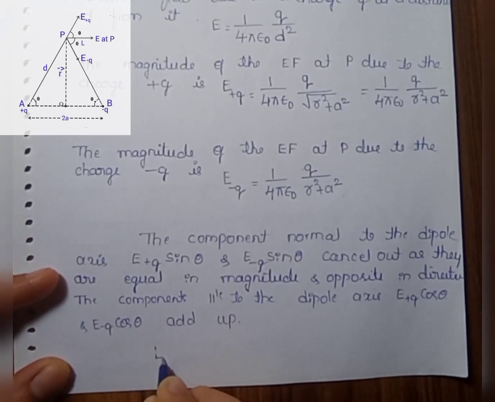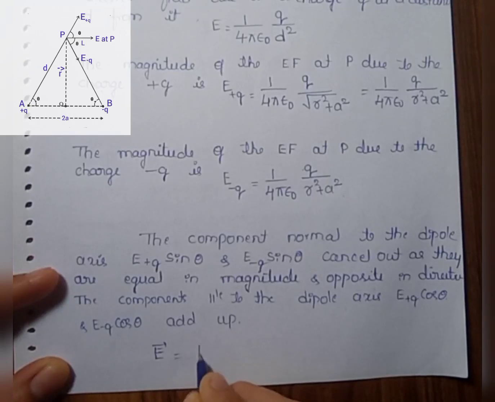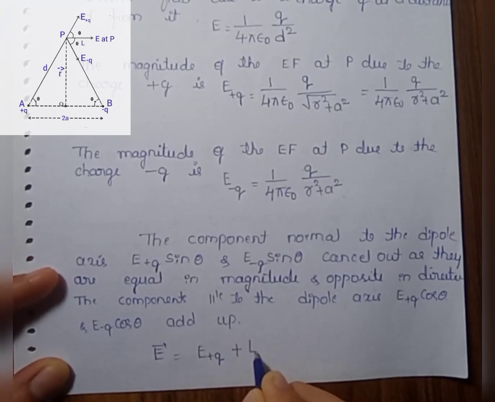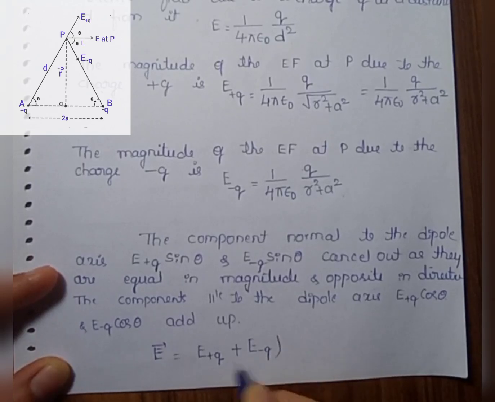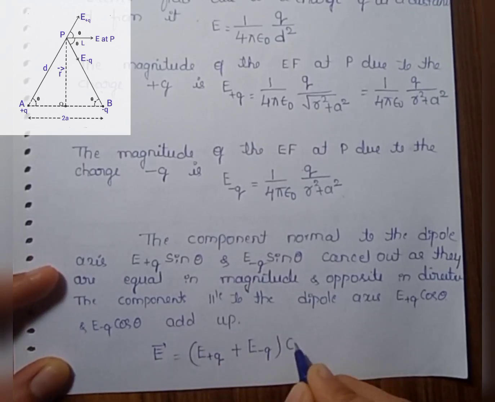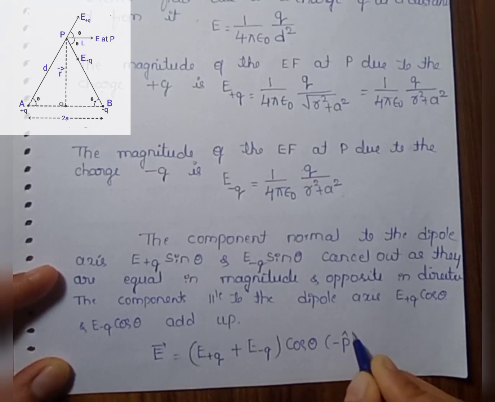That is, E is equal to E plus Q, E minus Q cos theta into minus P cap.